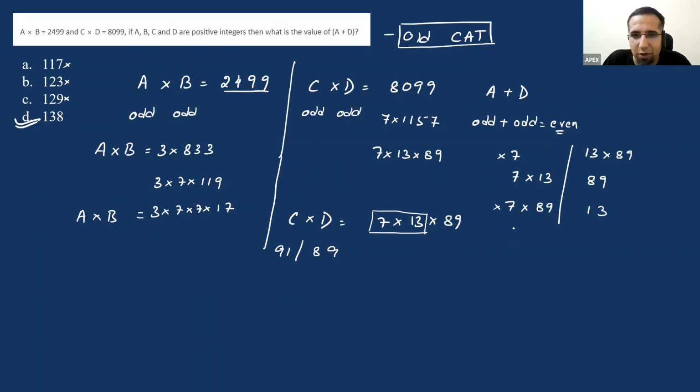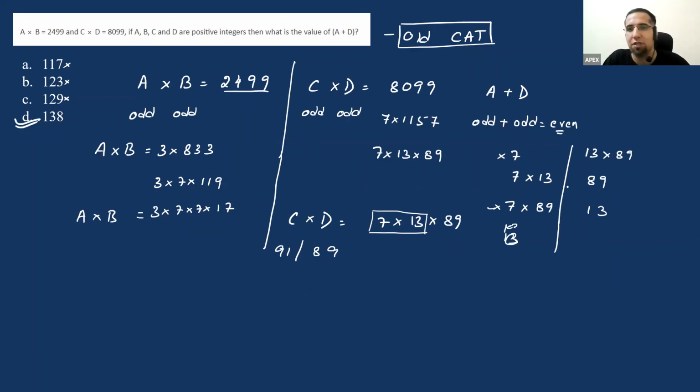And the final value I can take for C: we took 7, and with the 7 combination we have taken everything. Now C can be 13, which means D will be 7 into 89. So this is a combination which I'm already taking here. Clear? Or C can be 13 into 89 and D is 7. So these are the only combinations that C or D can take.